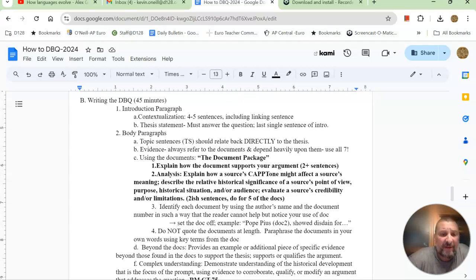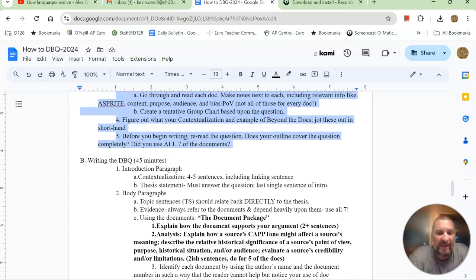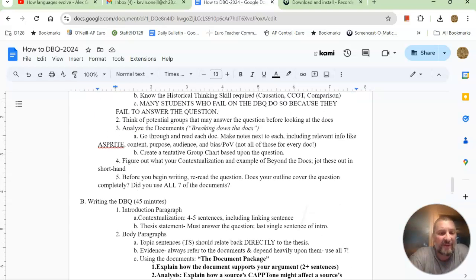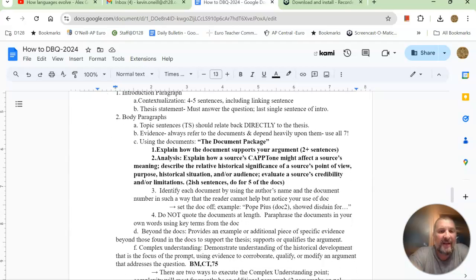Your introduction paragraph is going to be your contextualization, which is 4 to 5 sentences, and you planned a little bit up here. And then your linking sentence, and then connect with your thesis, which you planned because you have your groups right up here. Okay? So that's your intro: 4 to 5 sentences, you start broad, contextualization, linking sentence, thesis.